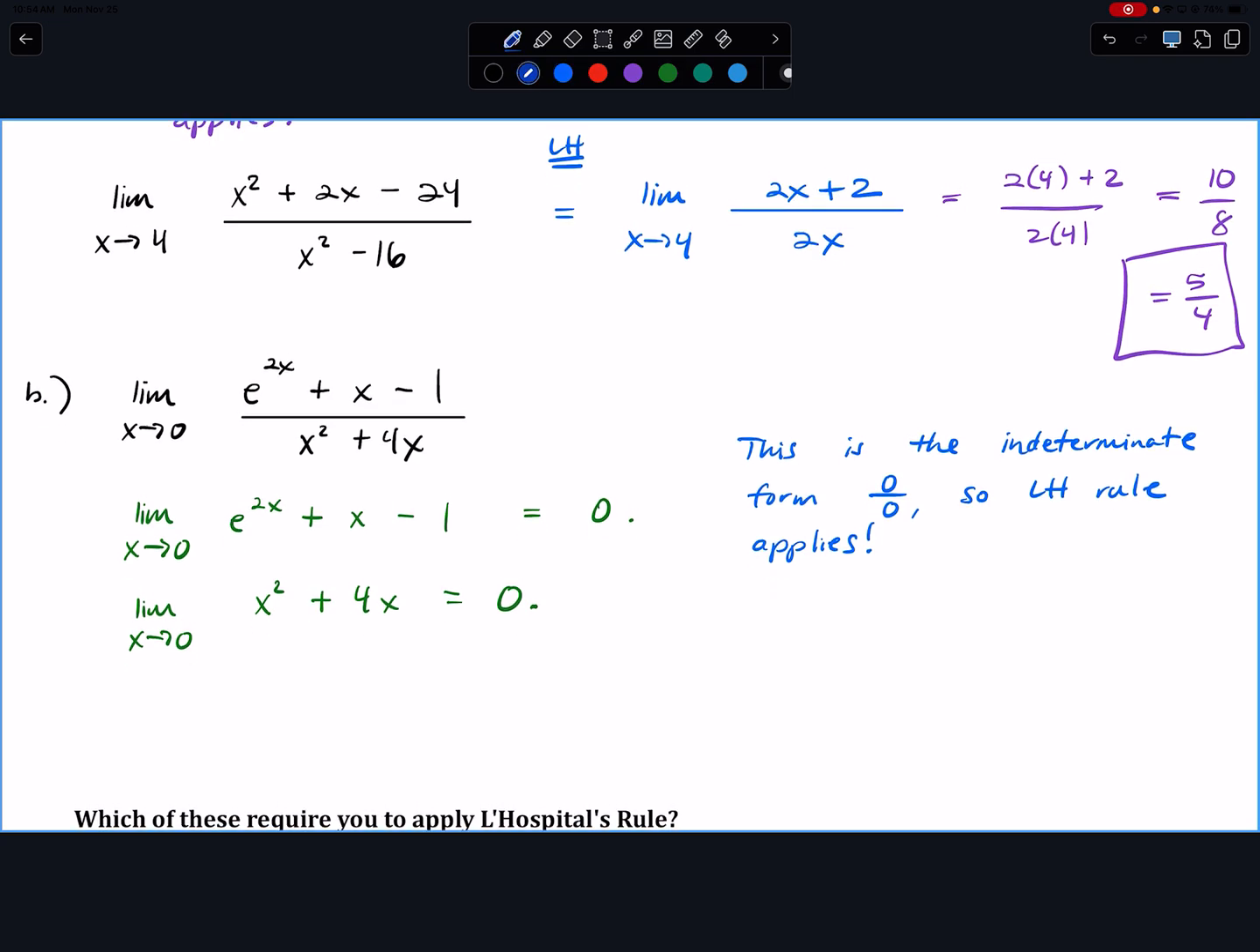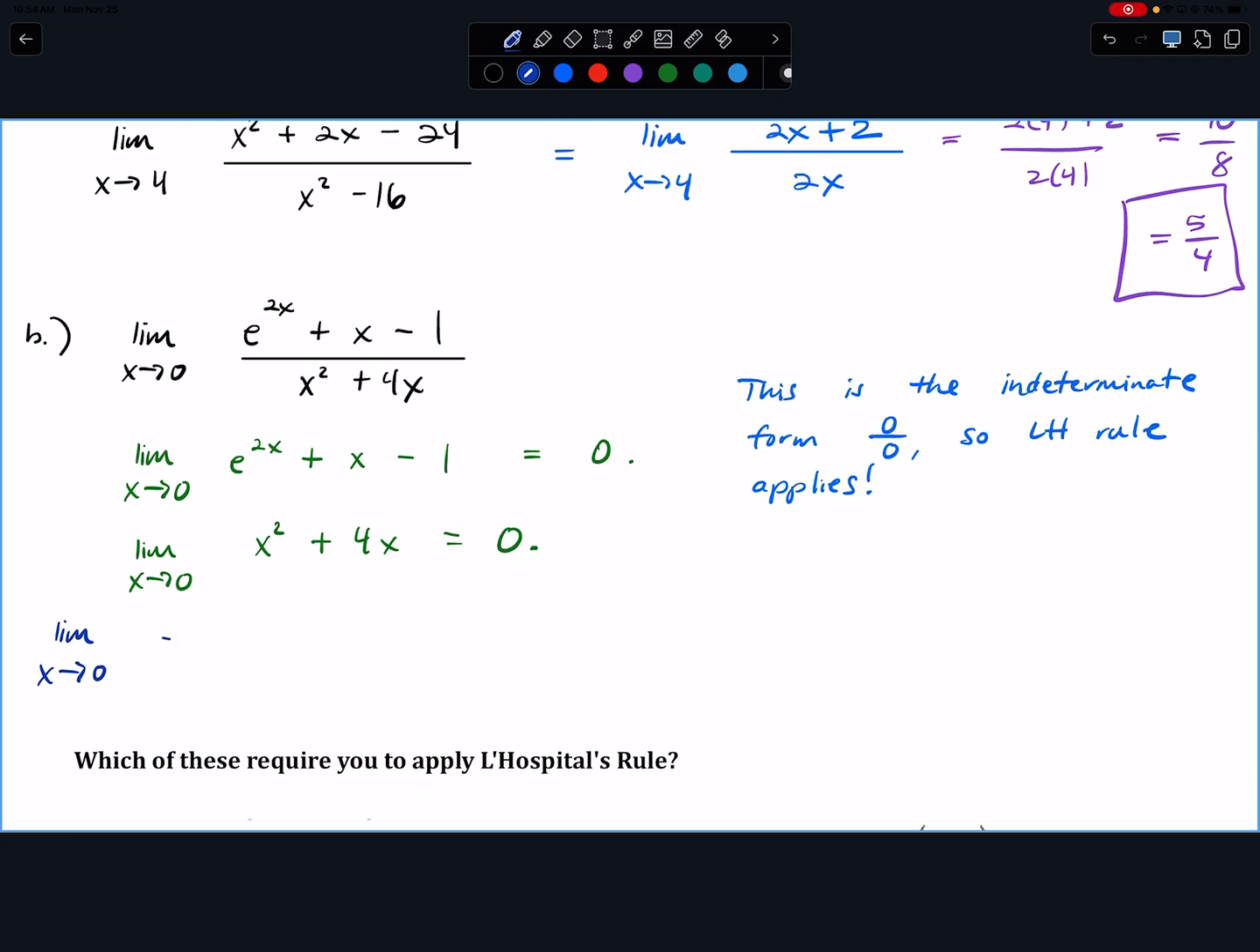that means the original problem, the limit as x goes to 0 of e to the 2x plus x minus 1 over x squared plus 4x is equal to, if I apply L'Hopital's rule, this is how my professor did it. He wrote that when he was taking the derivative. Okay? Is equal to the limit, what you're approaching doesn't change, so it's still 0. The limit as x goes to 0.